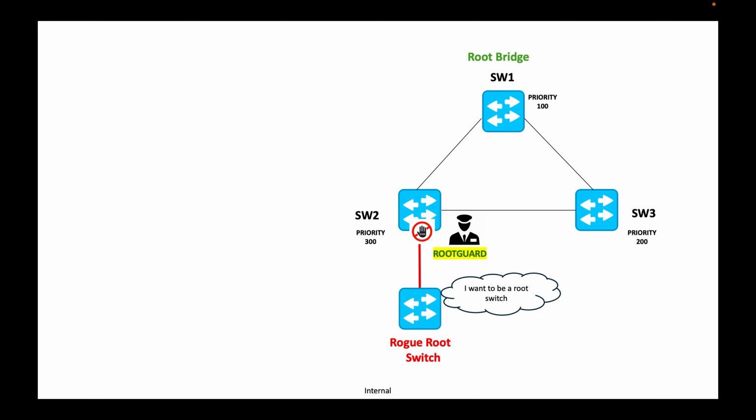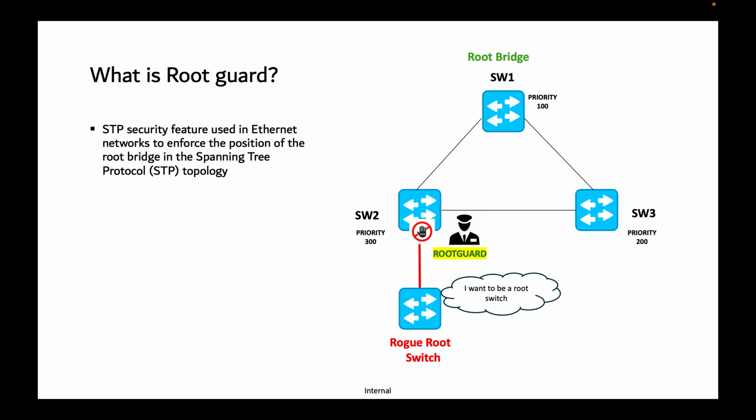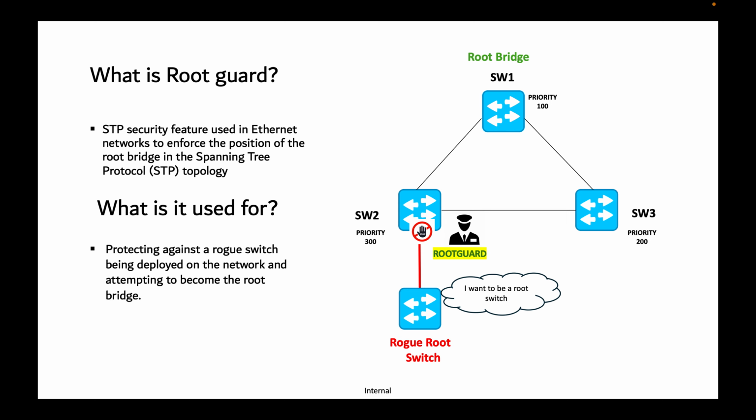Okay, so what is root guard then? Root guard is an STP security feature used in Ethernet networks to enforce the position of the root bridge in the STP topology. So why is root guard used? It is useful for protecting against a rogue switch being deployed in the network and attempting to become the root bridge, thereby protecting the network's STP topology from being altered.